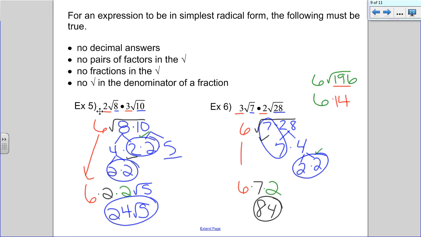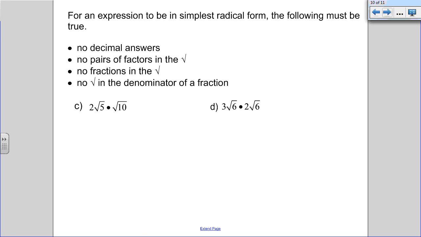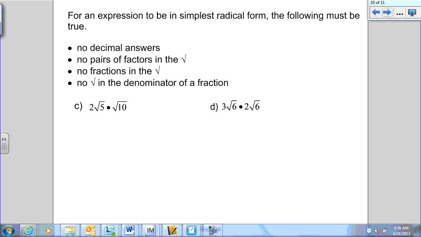Julius? I broke the 196 down into 49 and 4. Yeah, and you wrote 49 and 4, and then 49 is a perfect square of 7 times 7, and 4 was 2 times 2. There's a lot of things you can do for that. But I wanted to point out to you guys why we didn't have anything left over is because that 196 was a perfect square. All right, ladies and gentlemen, you have 2 on your own.